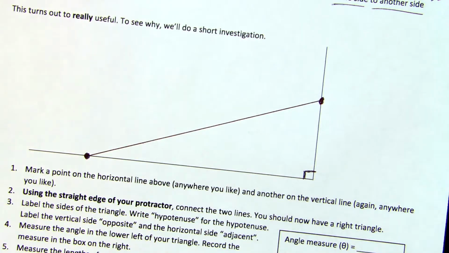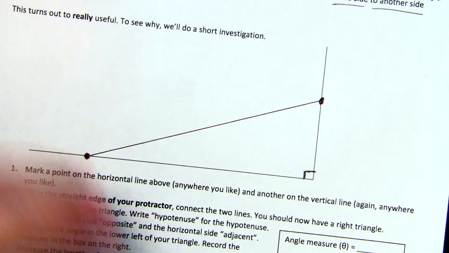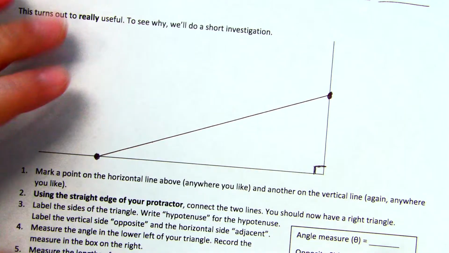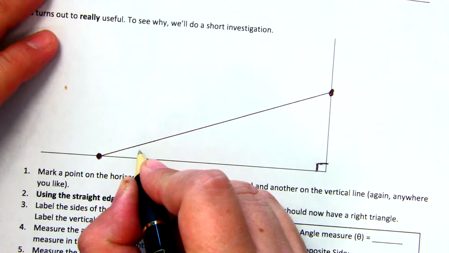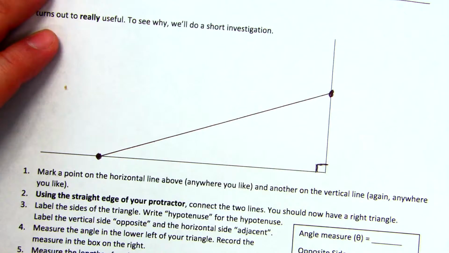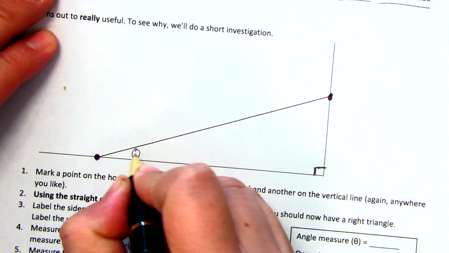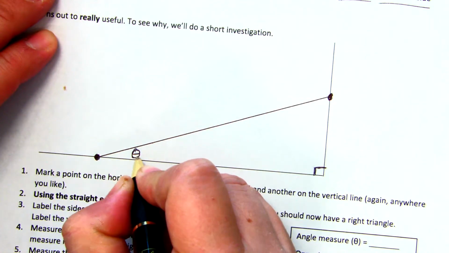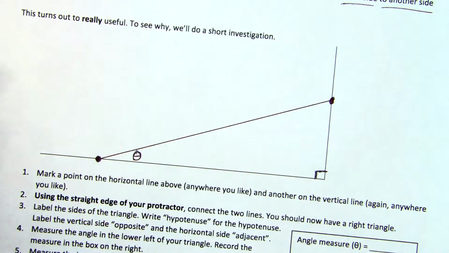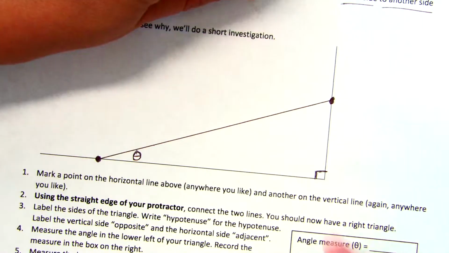Now I'm going to label the sides of the triangle in the following way. Here's going to be my angle, right here. We'll call it theta. That symbol is theta. It's a Greek letter.